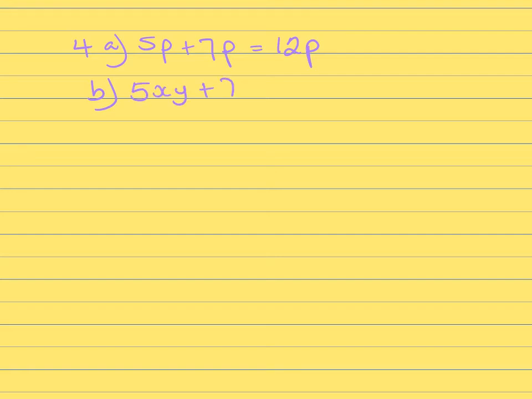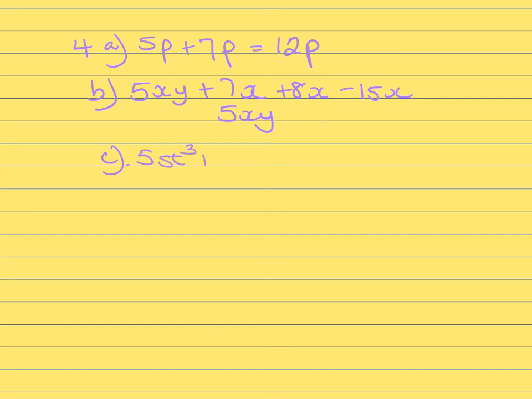b, 5xy plus 7x plus 8x minus 15x. We cannot add xy to the x's, but we can add all the x's to each other. So 7x plus 8x is 15x, and 15x minus 15x is 0. So we are left with 5xy.